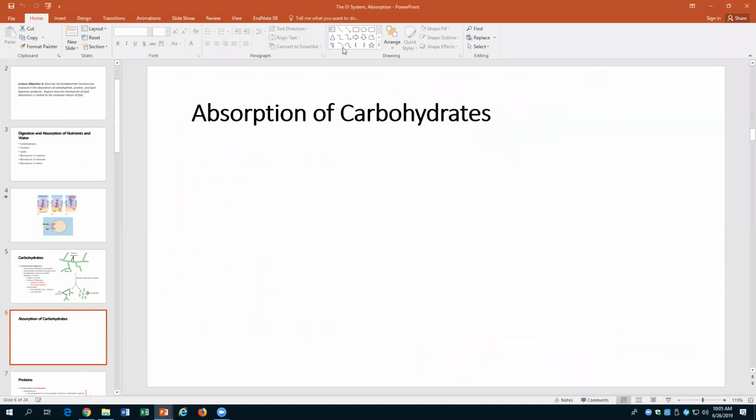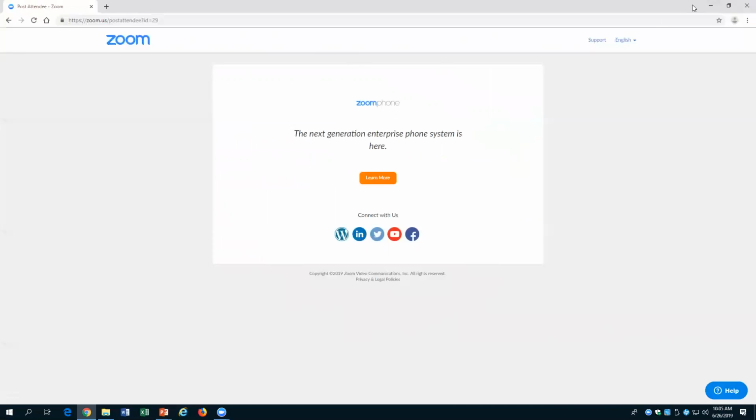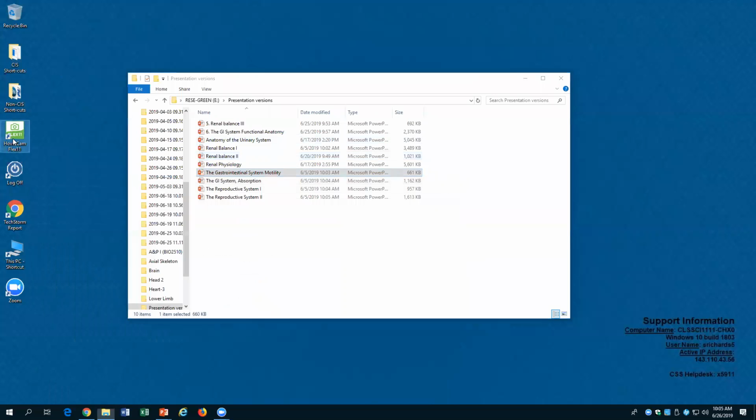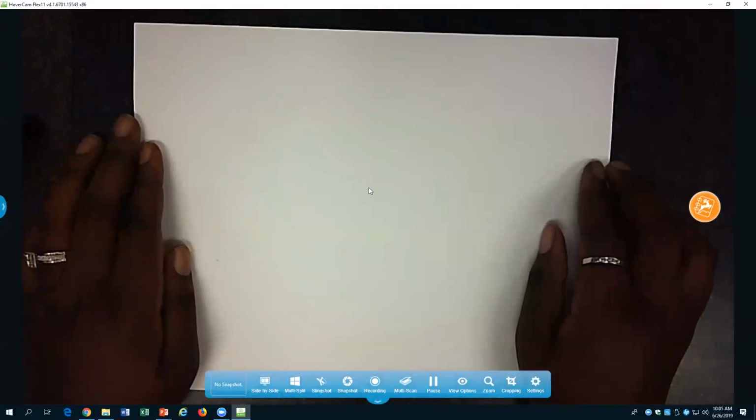So let's look at the mechanism for the absorption of carbohydrates. Now we want to bear in mind that when we speak of absorption, we're speaking of movement from what area to what area. What's the direction of movement for absorption? From the lumen of the GI tract, across the epithelial cell, into the capillary bed, which is at the basolateral membrane, right? We want to bear that in mind.